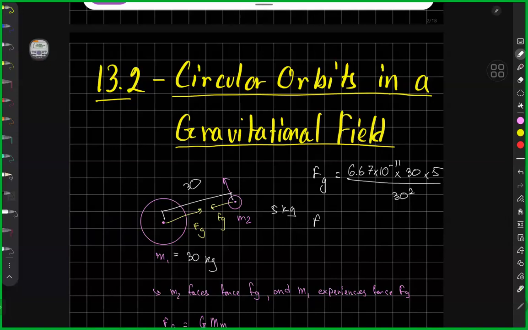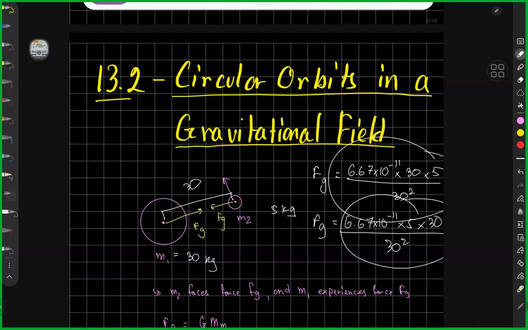Let's find that out. Fg on the small mass is going to be the gravitational constant, 6.67 into 10 to the power of minus 11, times the small mass that we want to find out, 5, times the other mass that it's interacting with, which is the mass M1, which is 30. Divide by the separation, 30 meters. So 30 squared. Isn't this the same expression? It's the same number.